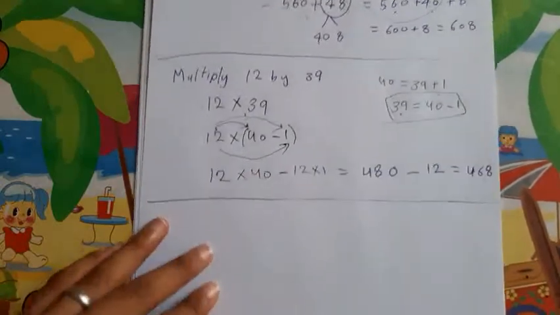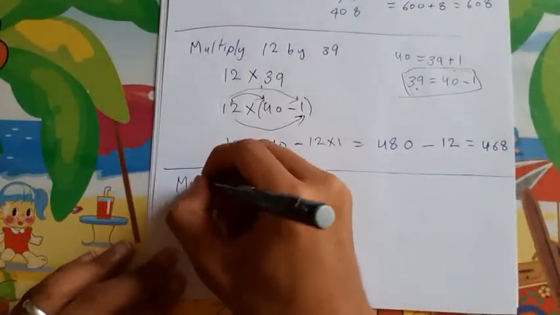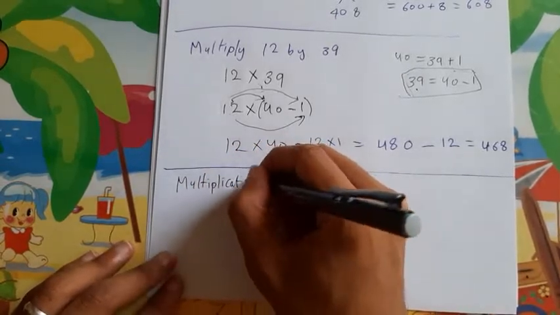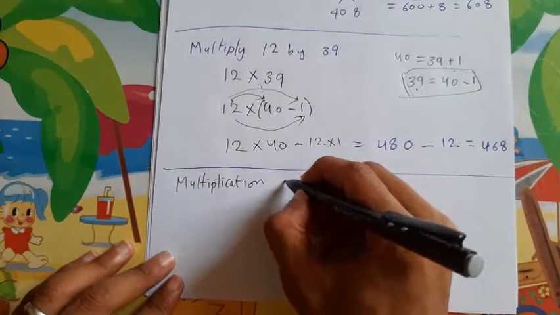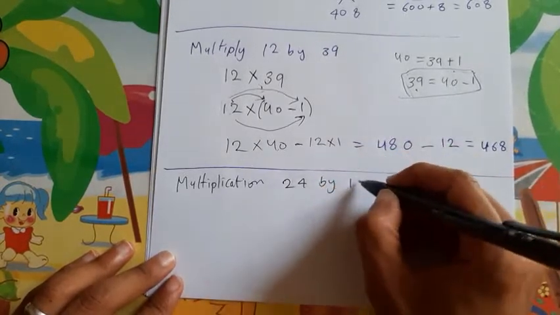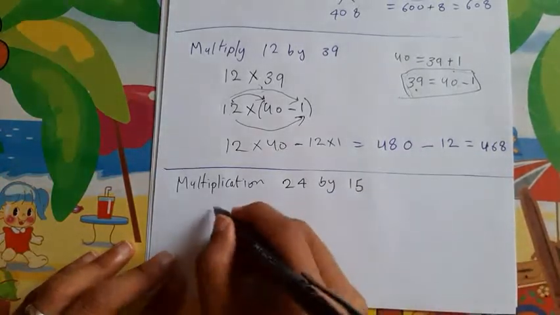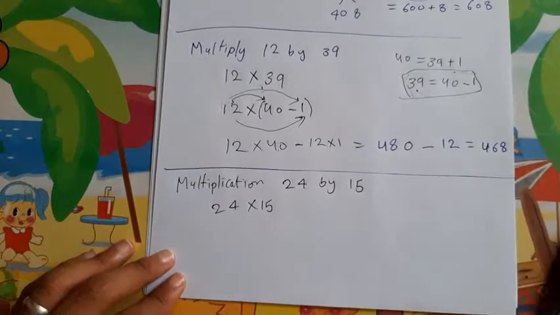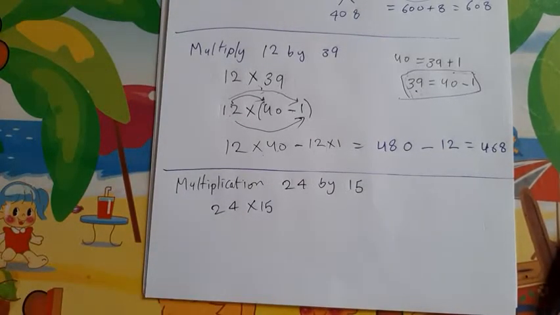Okay, the last example about multiplication. Multiply 24 by 15. Okay, let's think about something out of the box. I mean, let's be creative when we do our calculations.